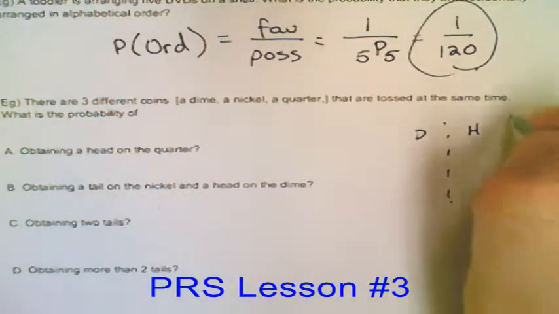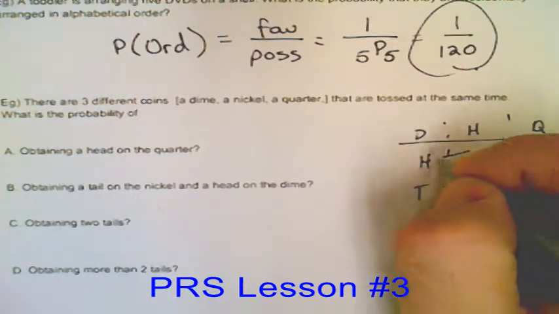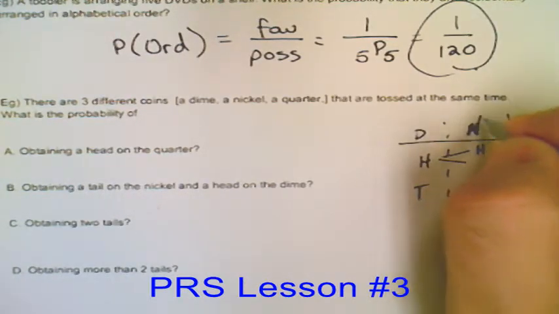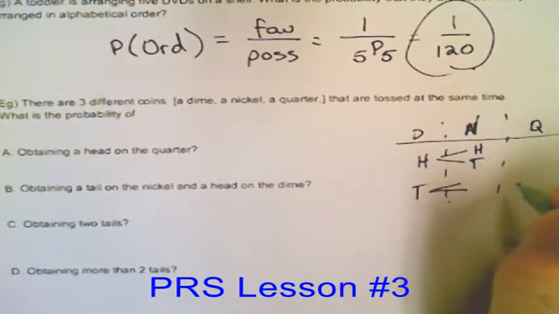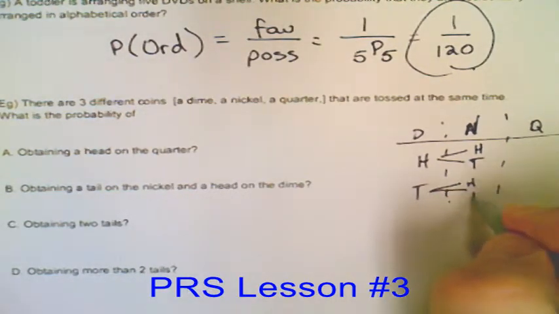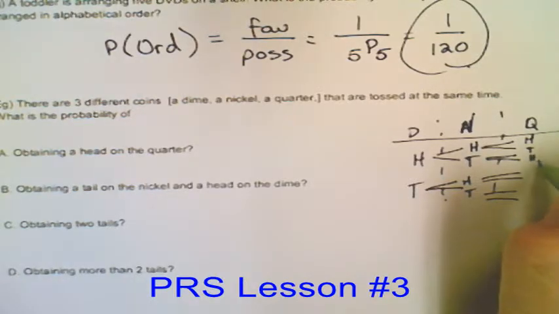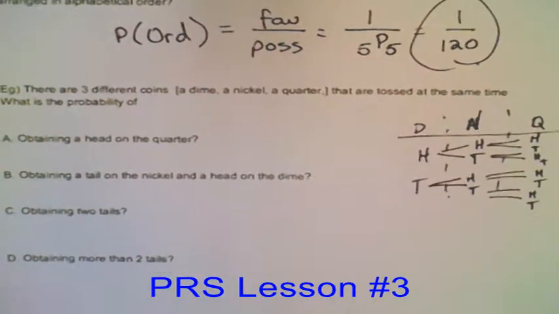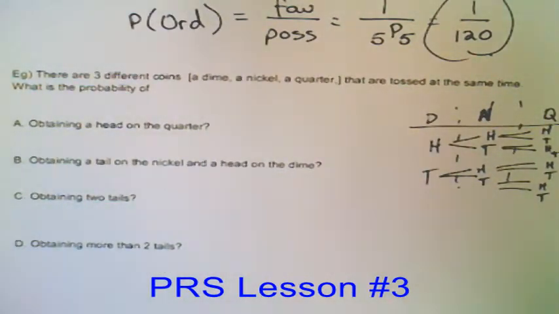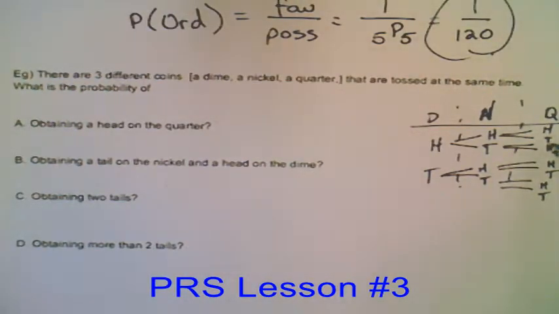Okay? Now, this one here, there are 3 different coins, a dime, a nickel, and a quarter. They are tossed at the same time. Okay? So I'm going to make a tree diagram for this, a sample space, the dime, the nickel, and the quarter. The dime could come up heads or tails. After the dime comes up heads or tails, the nickel could come up heads or tails from there. So you could either get a head on the dime and head or tail here. Then you can get a head or tail, head or tail, head or tail, head or tail.